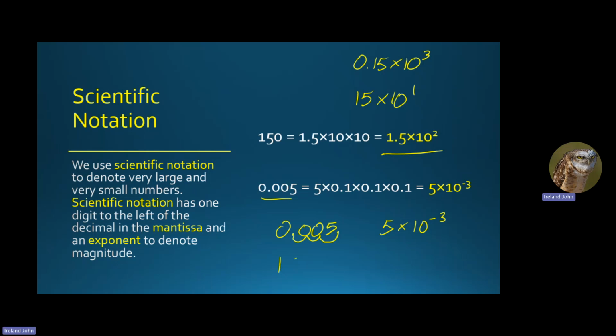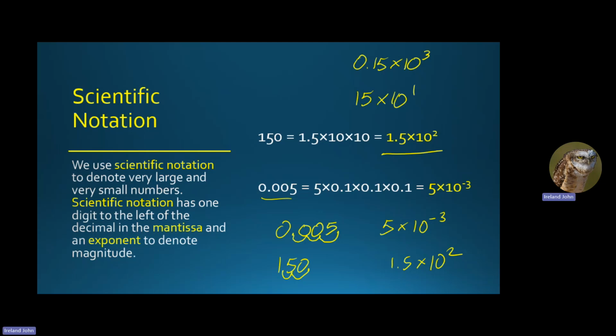Say I wanted to, like I said, if I was converting 150, well, I know it'd be 1.5, right, because my mantissa has to have one and only one. I would take this value and go 1, 2 positions, times 10 to the second, right?